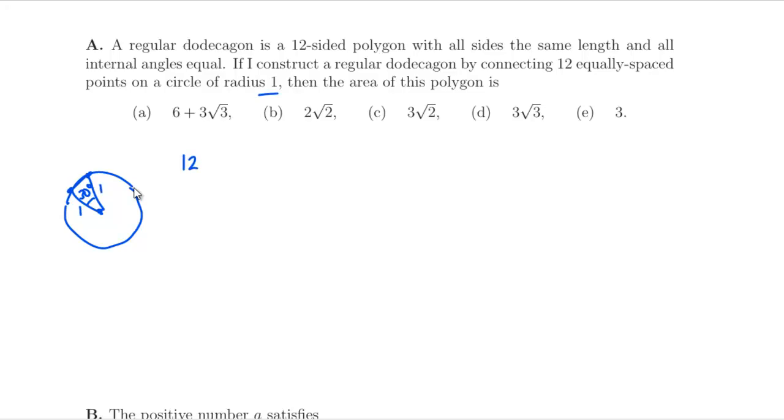So we're going to have 12 lots of half ab sine C. So 12 times a half times 1 times sine 30 degrees, so another half. So that's 3, which is E.